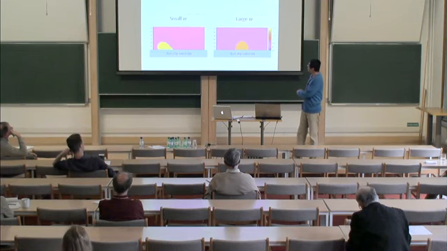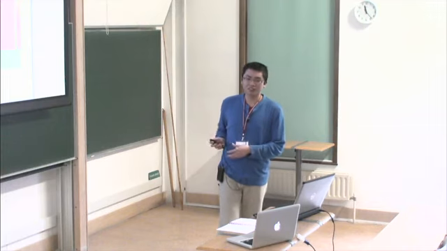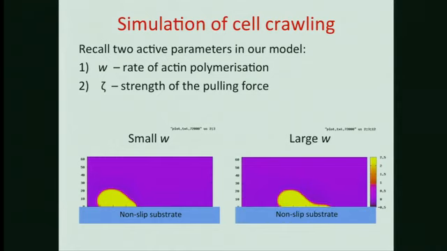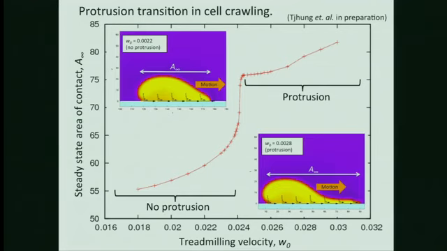And then what happens is, if the polymerization rate is large enough, you can observe a thin layer of protrusion coming out of the droplet, similar to the cell crawling that I showed you. This is just to plot the steady state size of the droplet. Here you don't have protrusion and the droplet looks like this, and in this region you have a protrusion and the droplet looks like this.